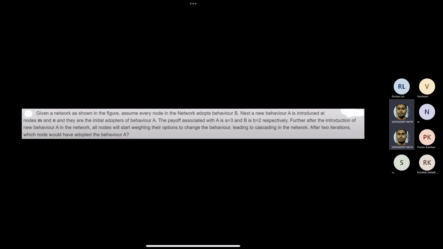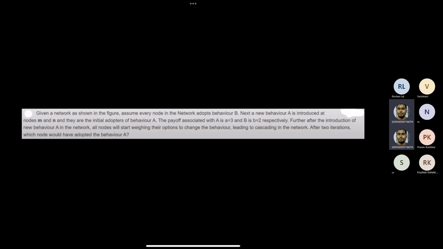Now after the second, but what about M and N? So for M and N, Q is old behavior, N is new behavior, and P is old behavior, and O is new. So after the first iteration, M will go back to old behavior, and N sticks to new behavior. N does not go back to old because N observes M. So M is new behavior and P is old behavior.